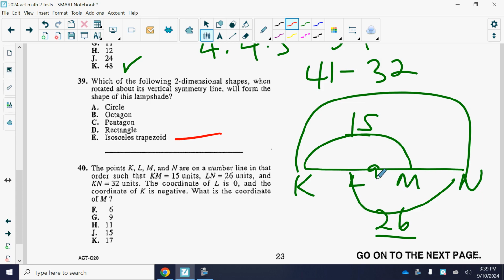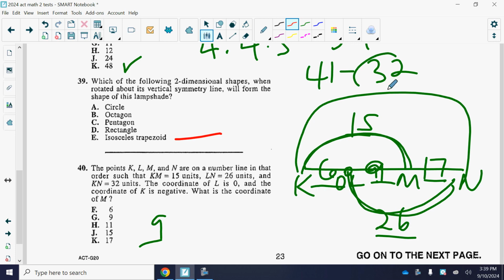So if you overlap, this would be 9. And so I had to keep reading. L is 0, so M is 9. See the overlap? When this becomes 9, 15 minus 9 is 6, and 26 minus 9 is 17. You can now add all 3 of these to get 32. So we see that overlap in many different ways where you subtract to get the overlap of the 2.